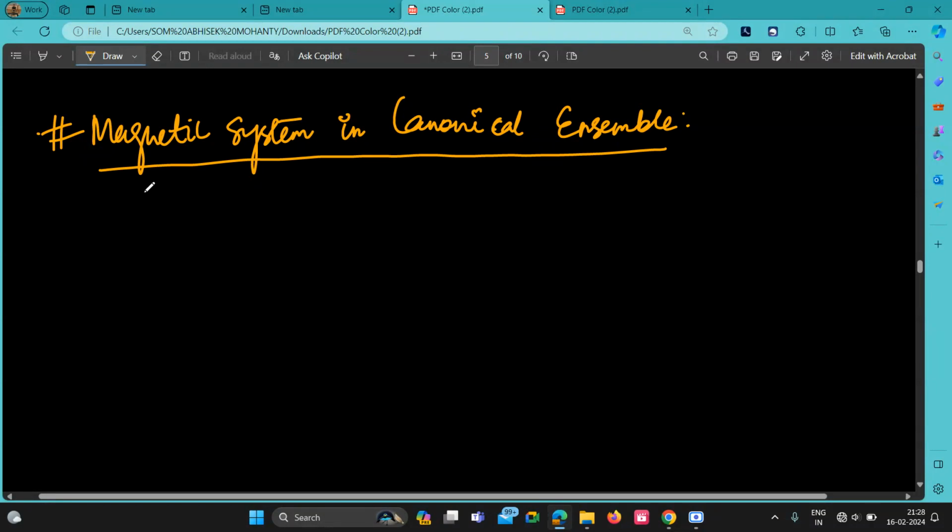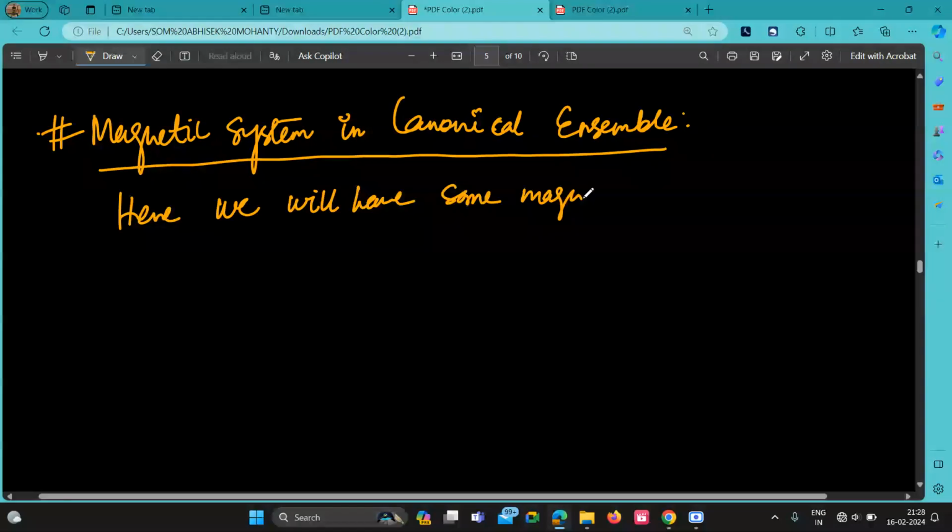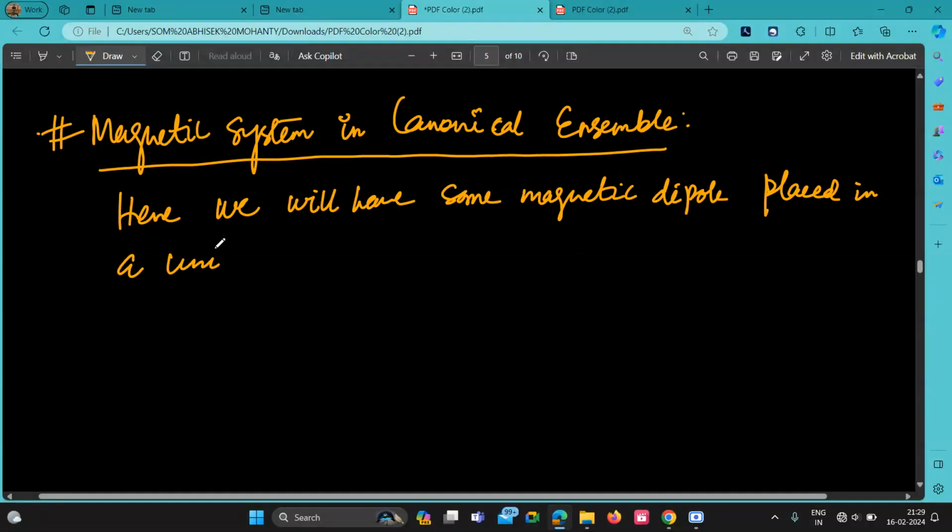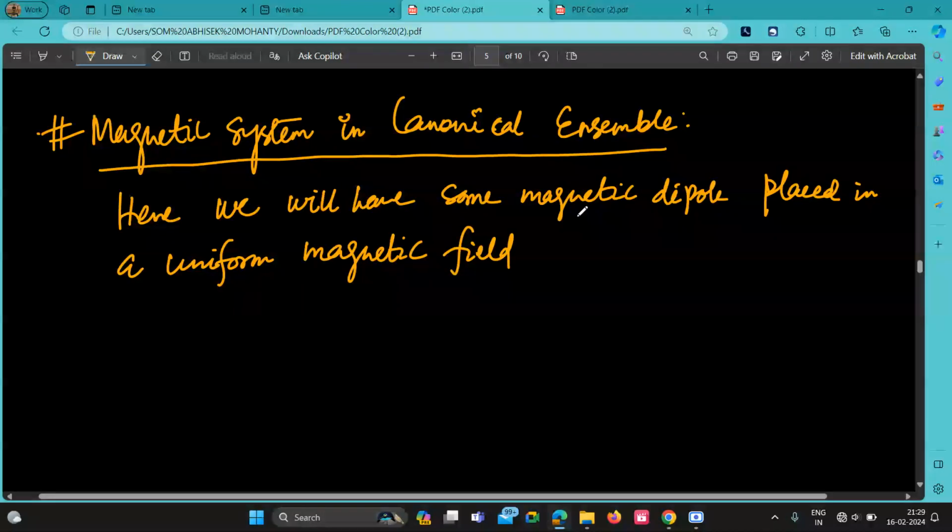Okay, so write down here: we will have some magnetic dipole placed in a uniform magnetic field pointing along z direction.